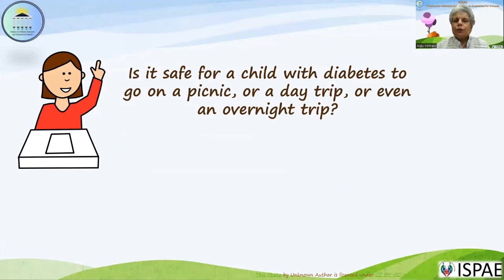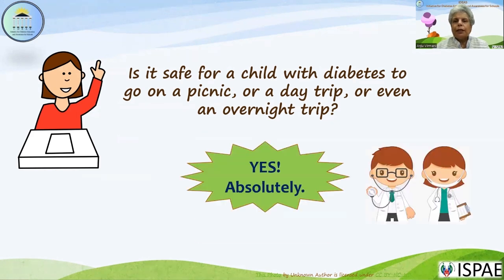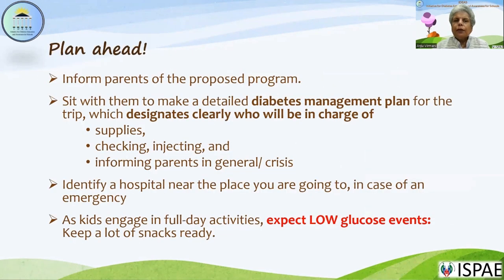So, is it safe for a child with diabetes to go on a picnic or a day trip or even an overnight trip? Yes, absolutely, with a bit of planning. And what planning is required? Inform the parents of the proposed program. Sit with them to make a detailed diabetes management plan for the trip, which clearly designates who will be in charge of supplies, who will be checking blood sugar and injecting the younger child, or supervising the checking of blood sugar and injecting by the older child, and who will be informing the parents in general on a daily basis or in a crisis. It would be useful to identify a hospital near the place you're going to in case of an emergency. And because children can engage in full day activities very actively, expect lots of low glucose events, so keep a lot of snacks ready.